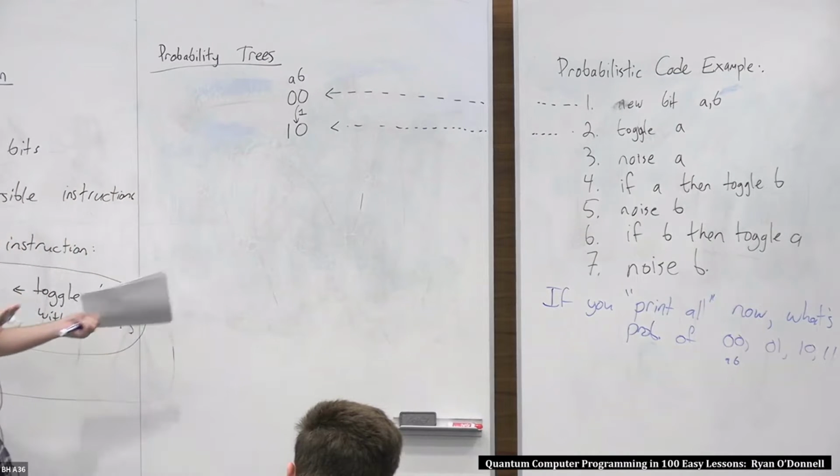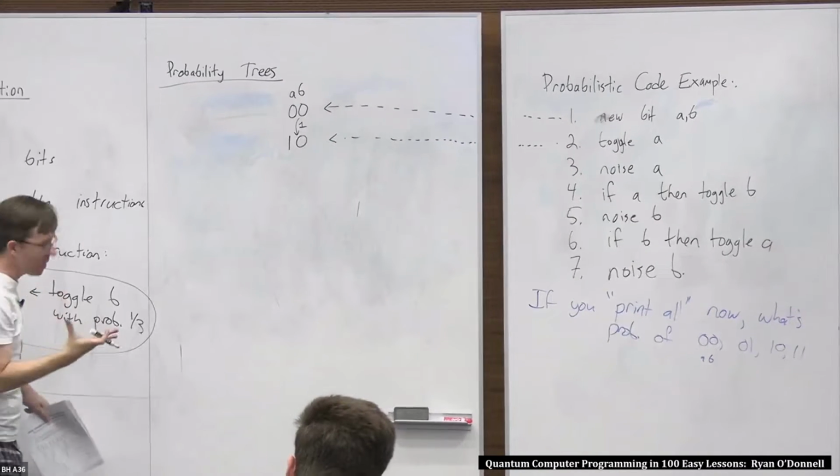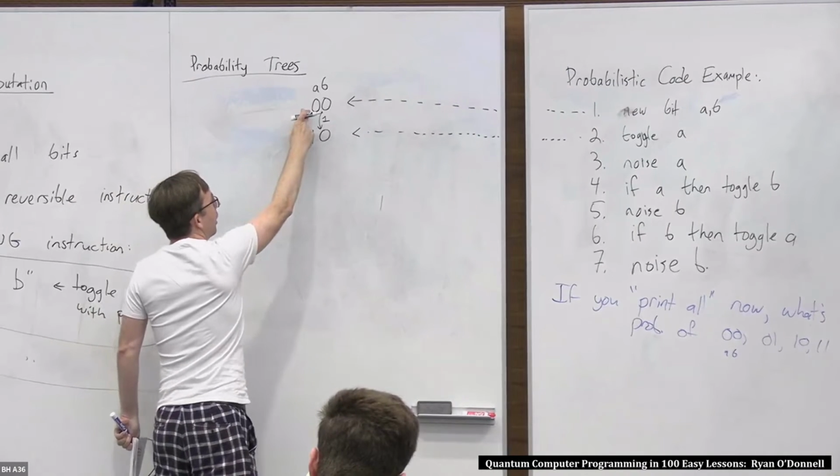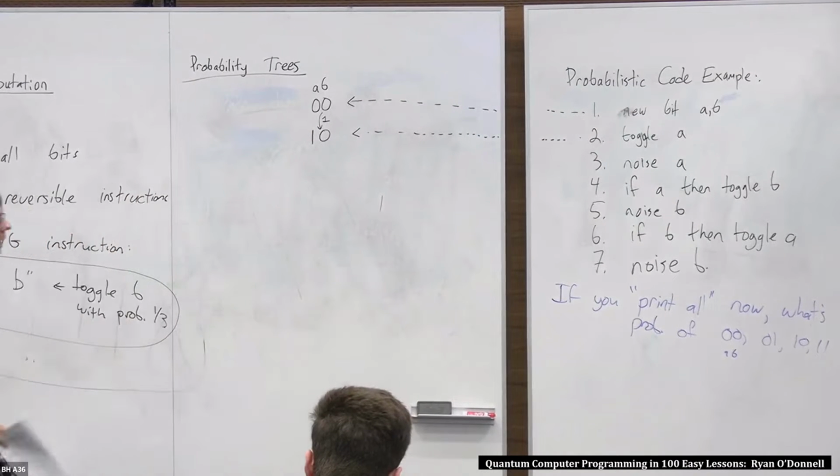It's kind of obvious because it's a deterministic instruction. There's no randomness, but I'll just spell it out. With probability 1, we go from here to here. That's what is signified so far.